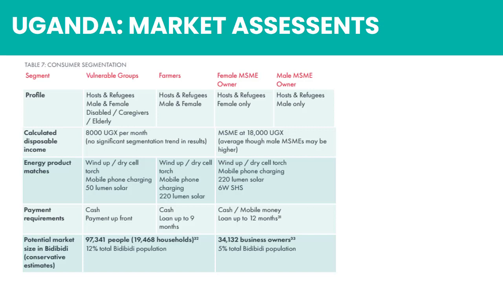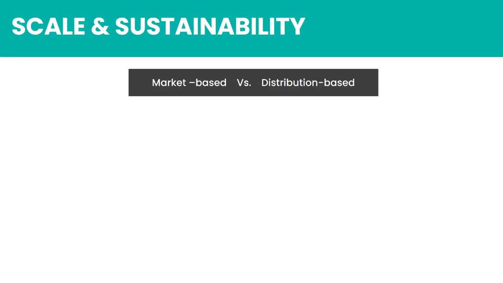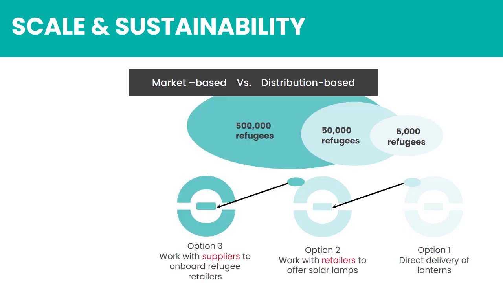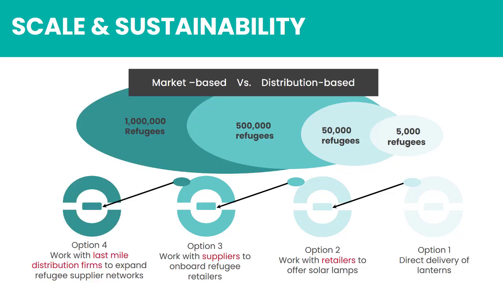The market assessment also identified different consumer segments, their ability to pay, product preferences, and the overall potential market size. With both needs and market information in hand, Mercy Corps realized that by working through solar distributors and retailers, we could have a much wider reach with the potential for long-term impact. This graphic shows the different program delivery options based on the scale of the number of people you intend to reach. Our team ended up pursuing a program model resembling option 3.